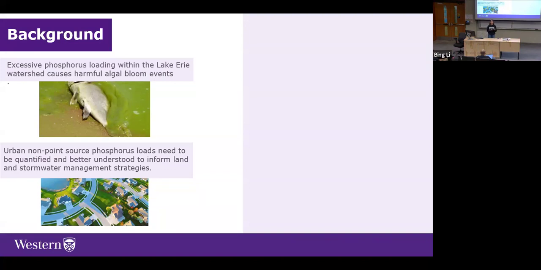We've understood that this can be really harmful to ecosystems, the ecology, and the recreational industry as well. And we've understood a lot about how agricultural phosphorus inputs may be contributing to this. However, we don't understand too much about urbanized areas, and we haven't really quantified much phosphorus load from urban areas as well. And as urbanization continues to increase in Southern Ontario and Ontario in general, it's important to understand this. So they need to be better quantified and better understood to be able to inform land management and stormwater management strategies for the purpose of improving water quality.